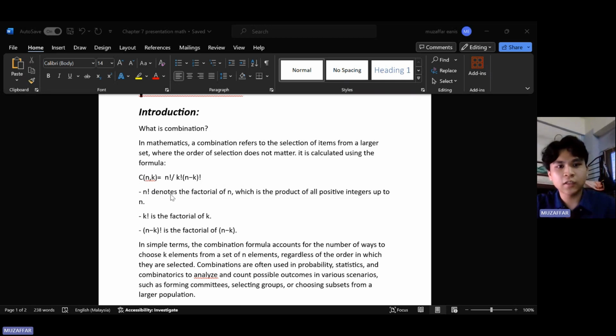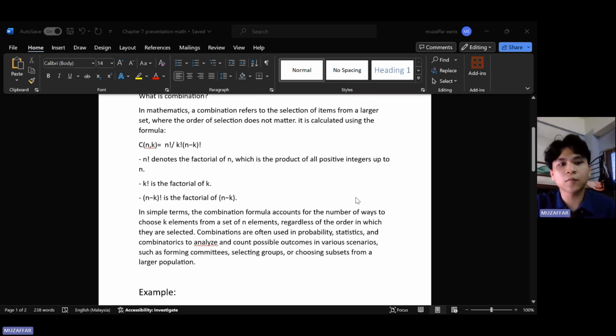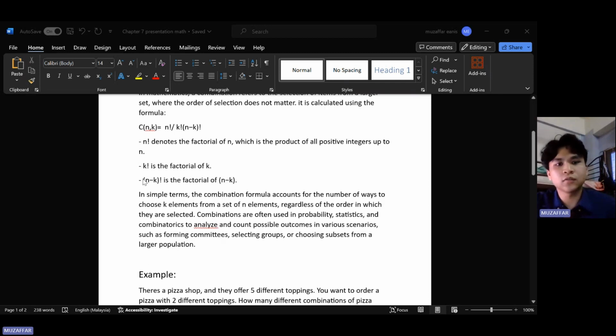The symbol denotes the factorial of n, which is the product of all positive integers up to n. There's no negative number, it must be all positive. Meanwhile, k! is the factorial of k, and this is the factorial of n minus k.